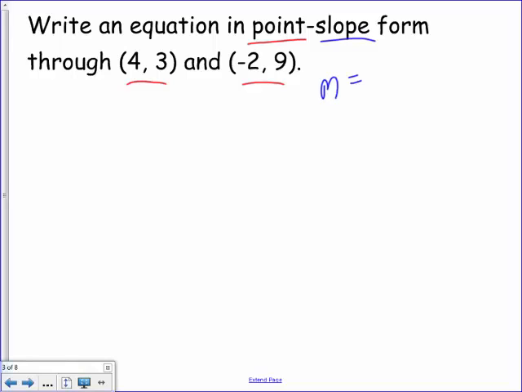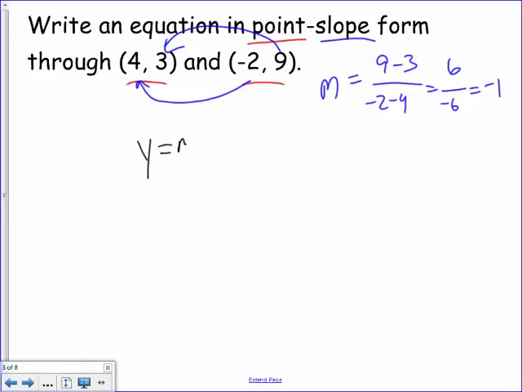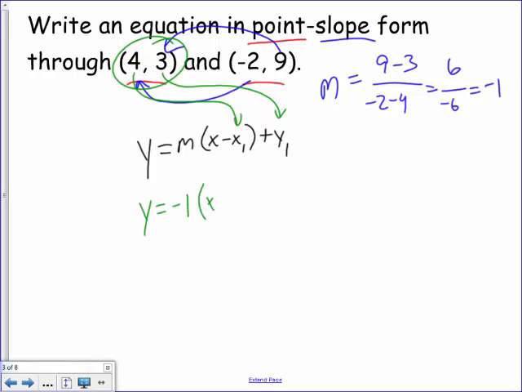So m equals, subtract my y's on top, so 9 minus 3 on top, and subtract my x's on bottom, so negative 2 minus 4. And we have 6 over negative 6, which is negative 1. There we go. And then what's my point-slope form? y equals m times x minus x1 plus y1. Which point do you want to pick? I'm going to pick 4, 3. So I plug in 4 for x1 and 3 for y1, and I need negative 1 for my slope. So y equals negative 1 times x minus 4 plus 3.